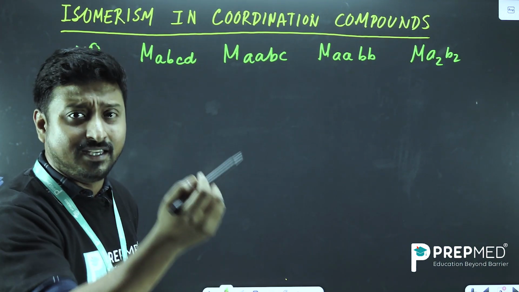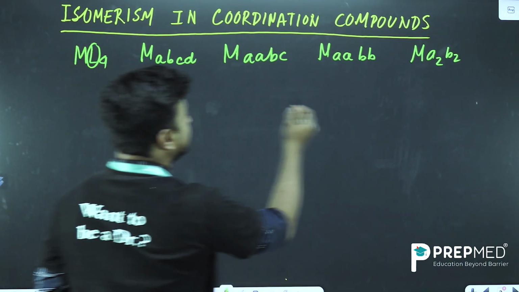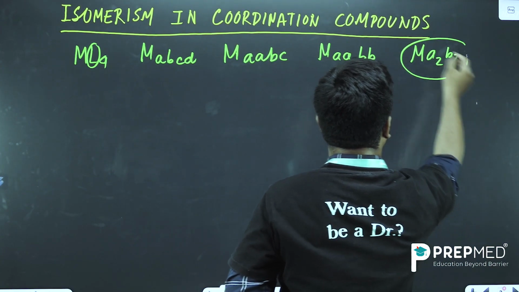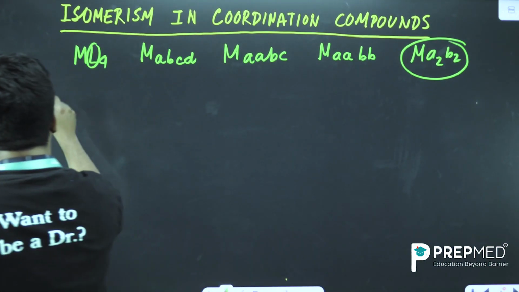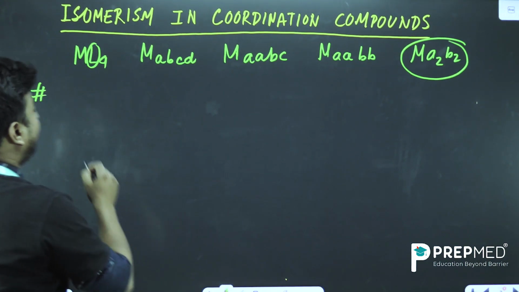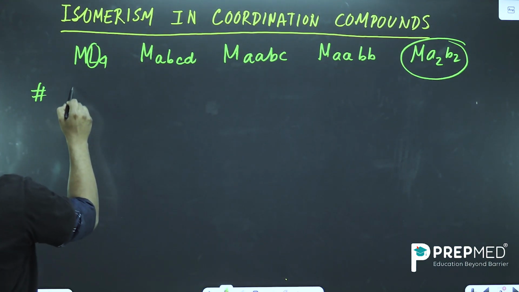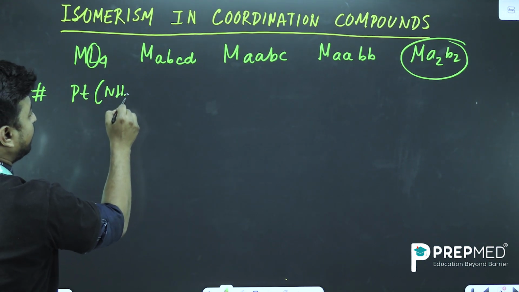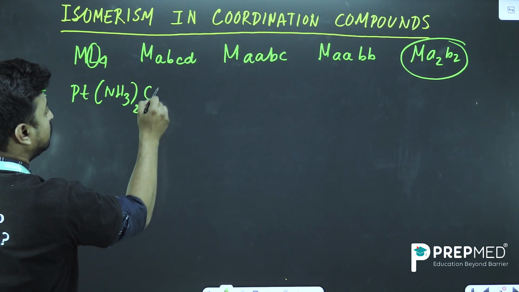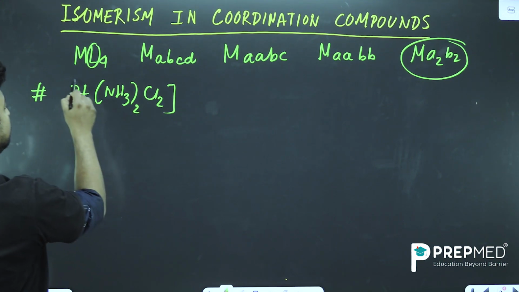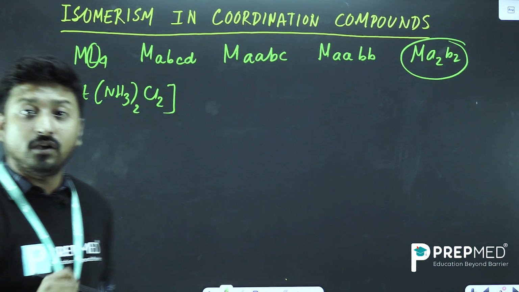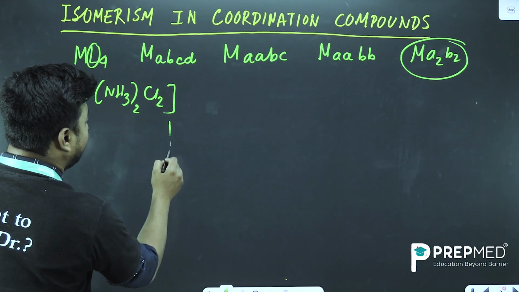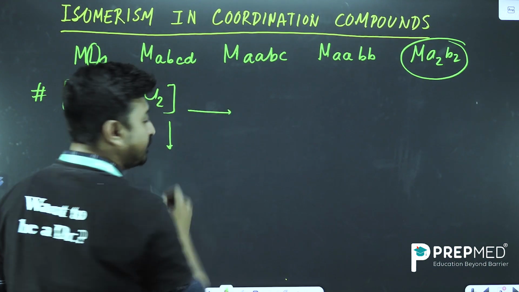And if it is that, let's see. हम बाद में देखेंगे. First, let's talk about this particular molecule, that is your MA2B2. First one, MA2B2. एक example लेते हैं. Pt(NH3)2Cl2, this molecule. This molecule is called platinum molecule. Okay, and this molecule exhibits 2 different forms.